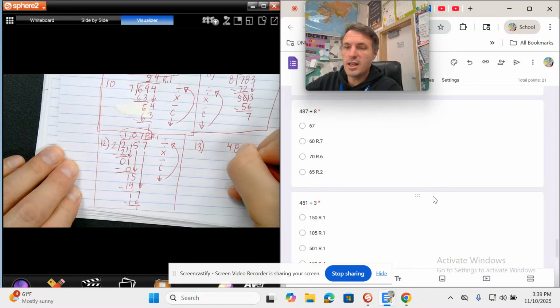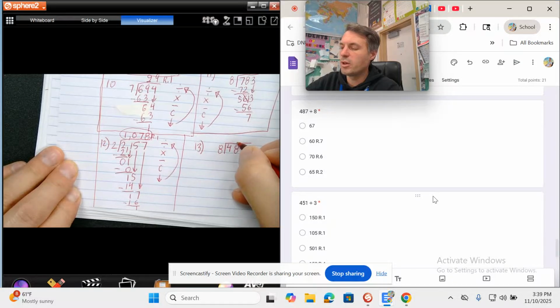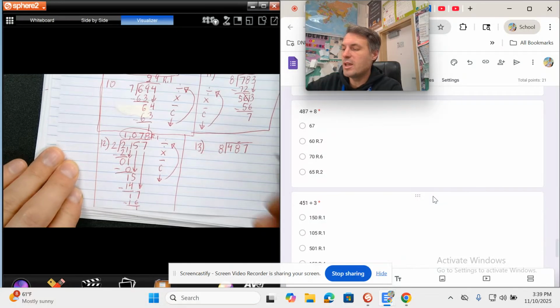It's 487 divided by 8. Okay, use these same steps. Can 8 fit into 4? No. Can 8 fit into 48? Yes. So the first part of the quotient goes above the 8. What times 8 gets us closest to 48 without going over? Well, 8 times 6 is 48. So 8 can fit into 48 6 times.